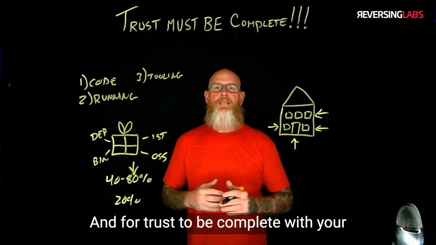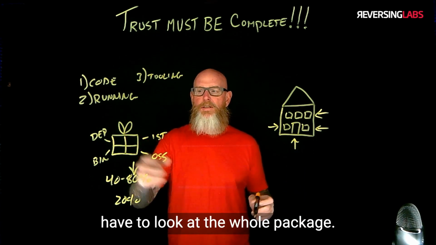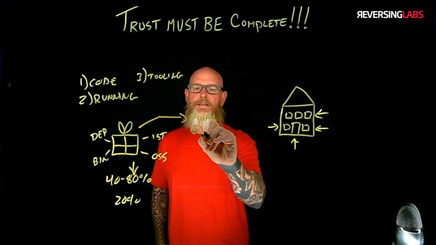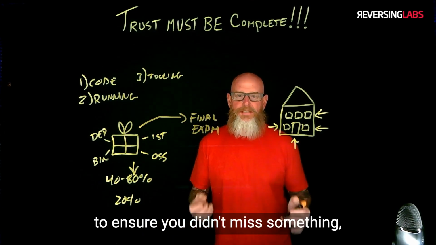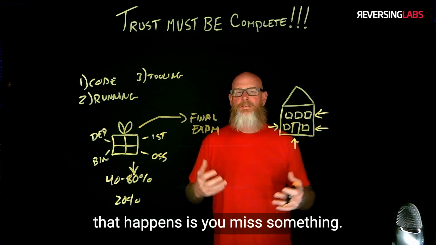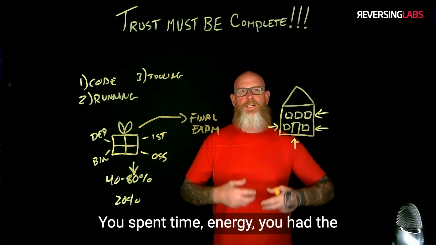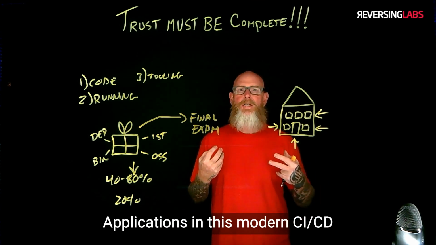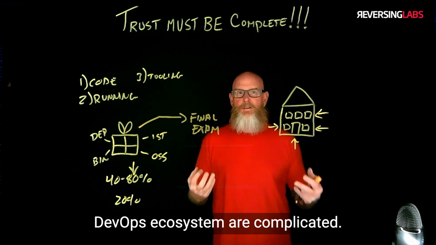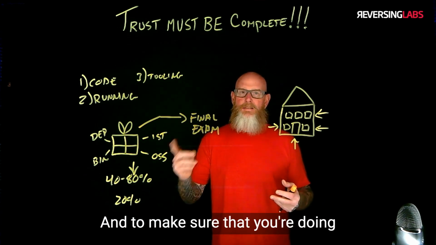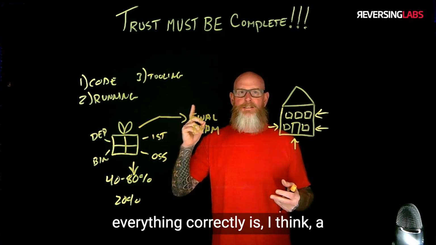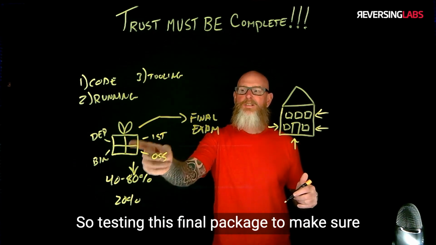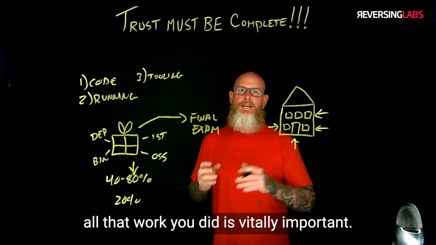And for trust to be complete with your software supply chain security, you have to look at the whole package. There has to be a final exam to ensure you didn't miss something. Because that is the biggest thing that happens, is you miss something. You spent time, energy, you had the smartest minds, but let's face it, software is complicated. Applications in this modern CI/CD DevOps ecosystem are complicated. And to make sure that you're doing everything correctly is, I think, a little bit of a dream. So testing this final package to make sure all that work you did is vitally important.